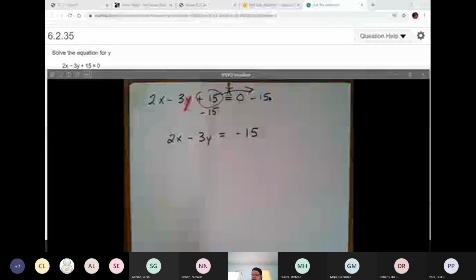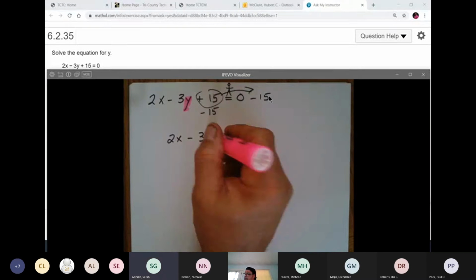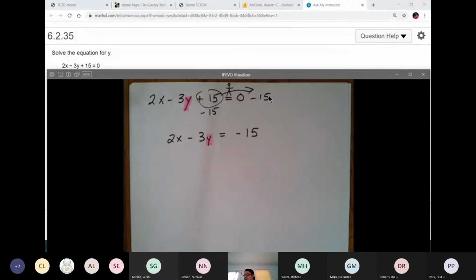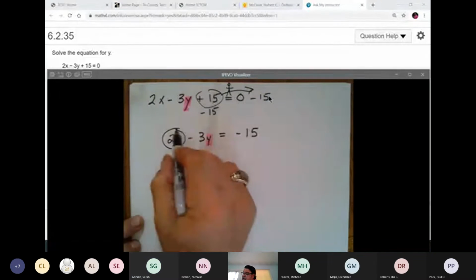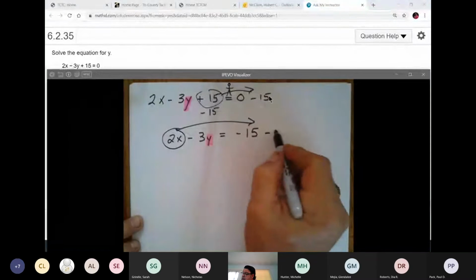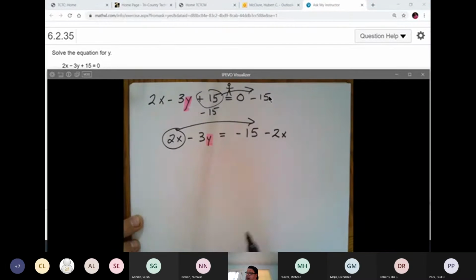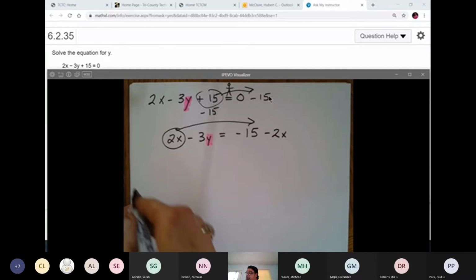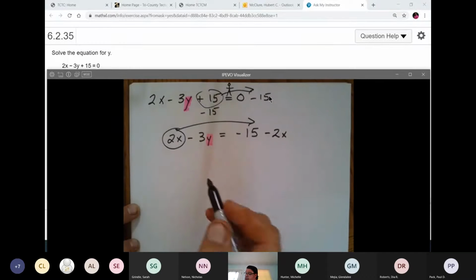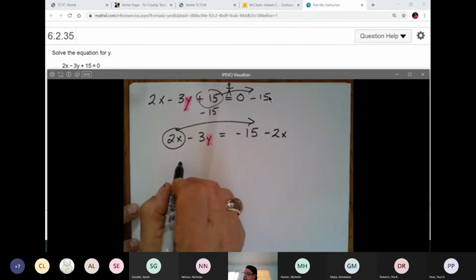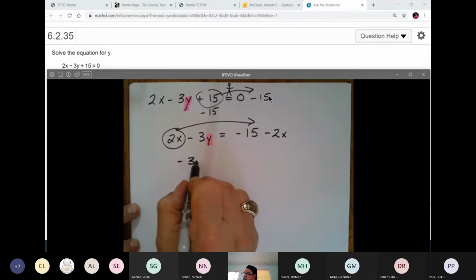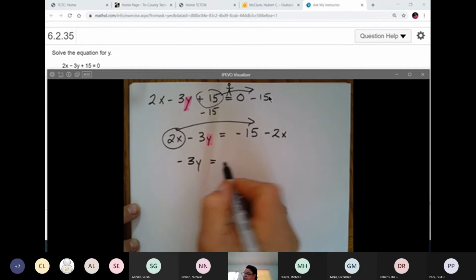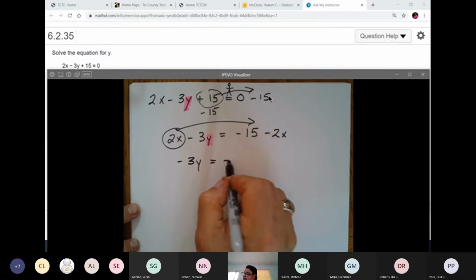Now, how do you get rid of a positive 2x? Take it across the what? Take it across the river or subtract 2x, however you want to say it. I really don't care. I do care, but I don't care whether you say take it across the river or subtract 2x. Minus 3y is equal to negative 2x minus 15.